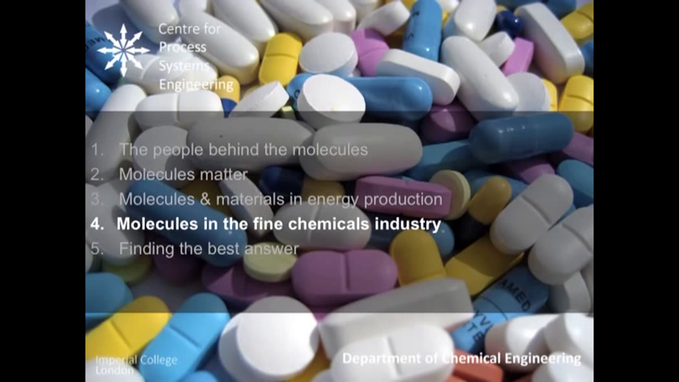Okay. Now I've talked a lot about vapor-liquid equilibria, and I now want to turn to a different industry, the fine chemicals industry, in which solids play a prominent role. So you can see here on this picture a lot of medicine, and they usually come in solid form.